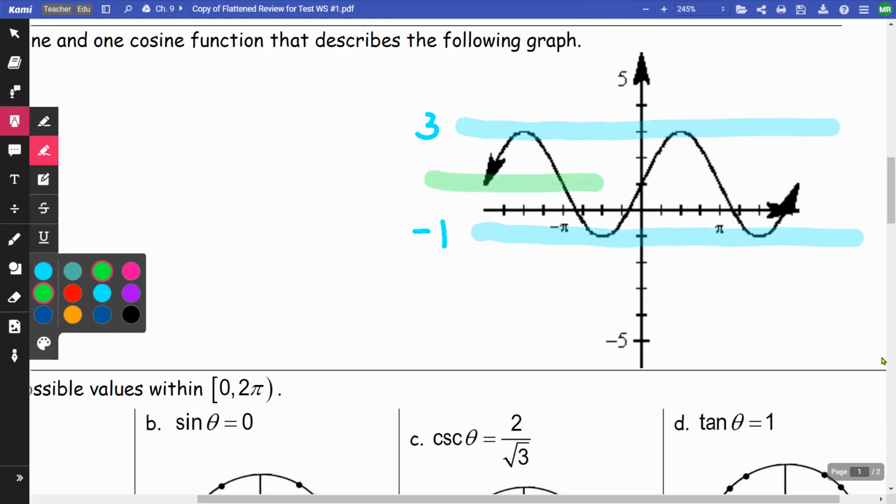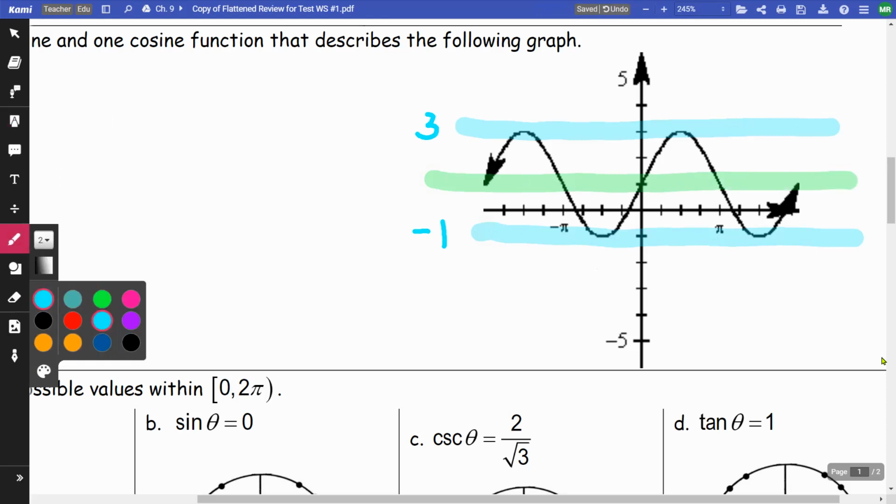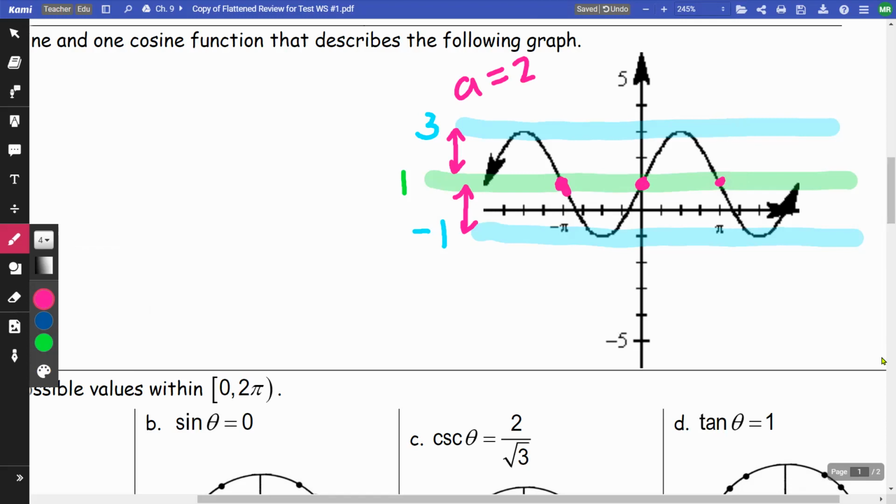And that is where my vertical shift is. Okay, so that is at 1. Now, my amplitude is the distance from here to here, or here to here. So my amplitude is going to be 2. Now, if I'm doing sine, I want to do zeros. So I can do this at different spots. I'm going to choose this point to here.